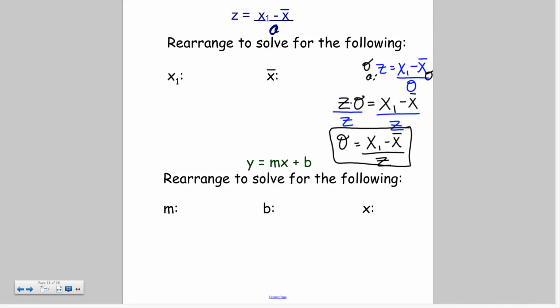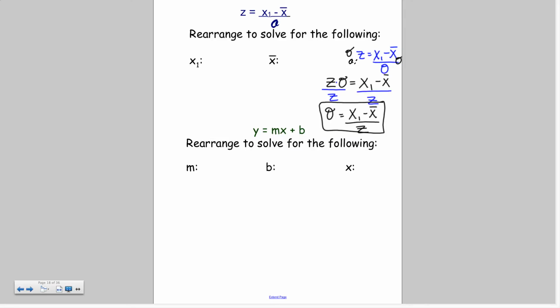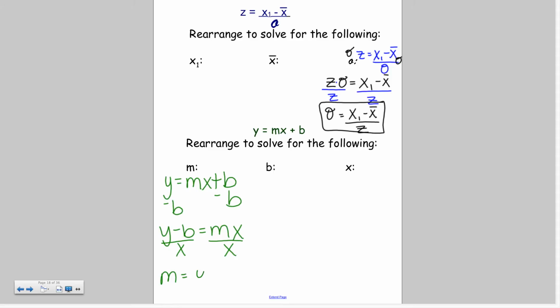All right, I have a couple more, and these are going to be the easiest because these are the ones that you have been seeing since 8th grade. All right, so y is equal to mx plus b. We need to solve out for m, so subtract b from both sides. Y minus b is equal to mx. M and x are being multiplied, so we need to divide by x. So m is going to equal y minus b divided by x.